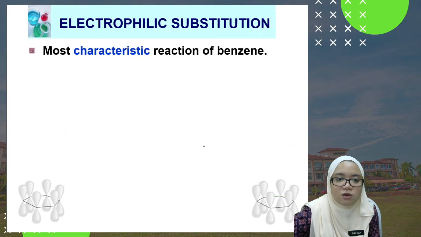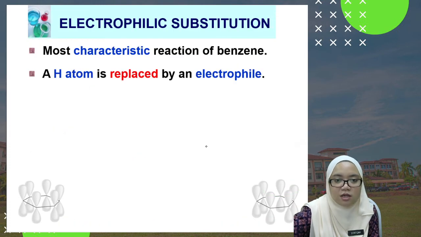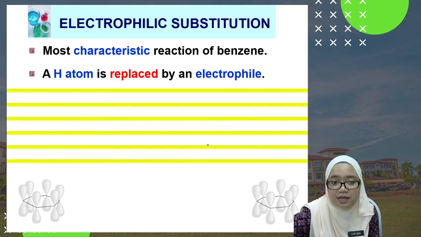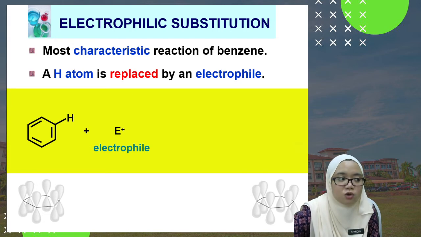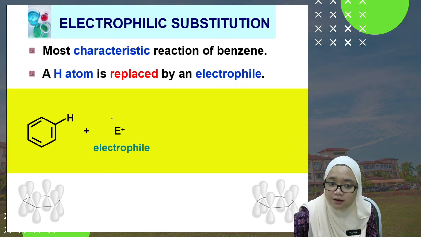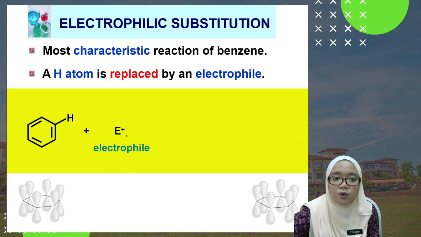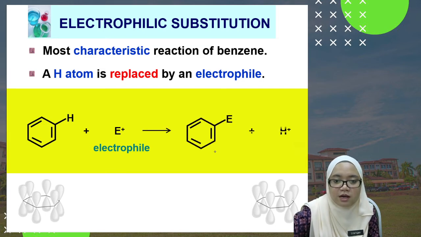Alright, so let's look at electrophilic substitution. Electrophilic substitution is a characteristic reaction of benzene, and a hydrogen atom is replaced by an electrophile. So we have hydrogen and we have electrophile species, for example bromine or chlorine, or any other electrophile species that we learned the other day. So this electrophile species will then replace the hydrogen atom inside the benzene ring to form a new product.